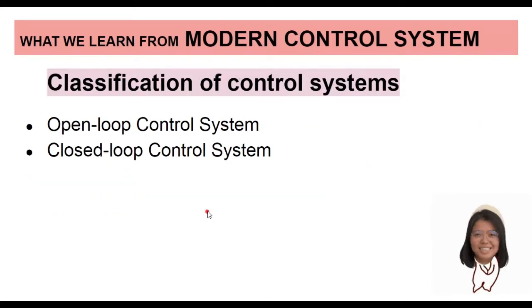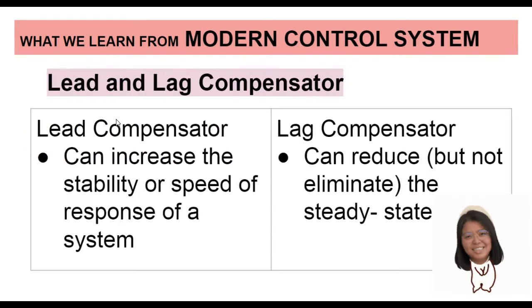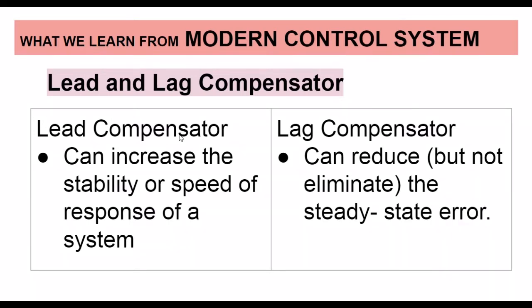Control systems are often classified into two types. First is the open-loop control system and the second one is the closed-loop control system, also called feedback or automatic control system. Next, the differences between lead and lag compensator. A lead compensator can increase the stability or speed of response of a system, while a lag compensator can reduce but not eliminate the steady state error.